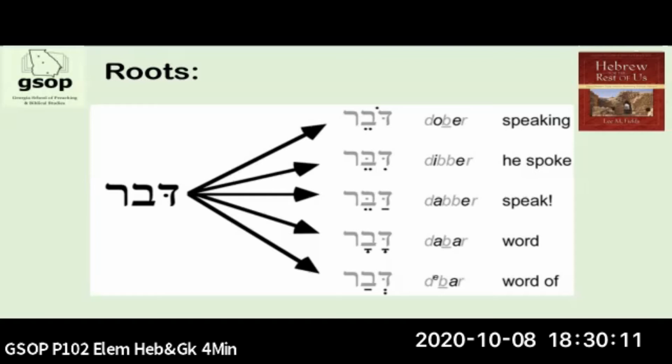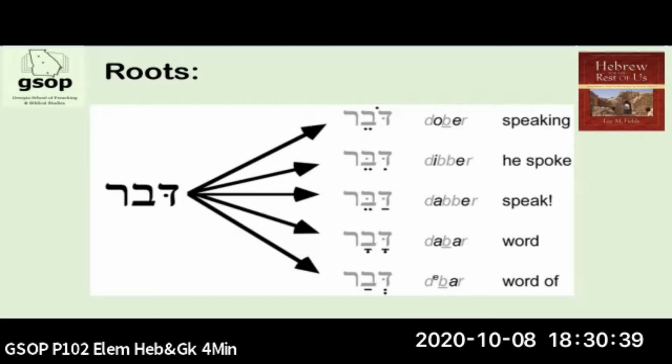So, for example, the Dalet Beit Resh as a root could appear as dover at the very top one, and that means speaking, dover. I'm trying to remember if that's an adjective or a verb. I think it's a verb, but it doesn't look like a verb, so it could be. I'm just not that up on it.